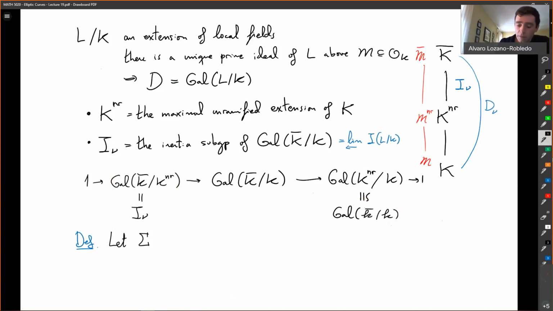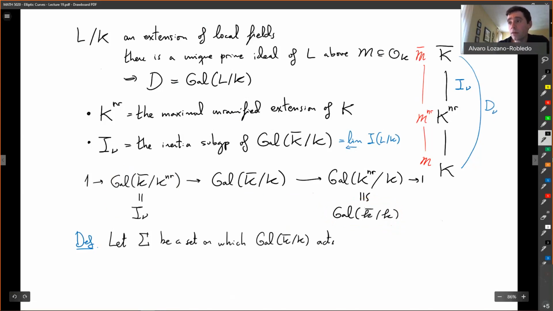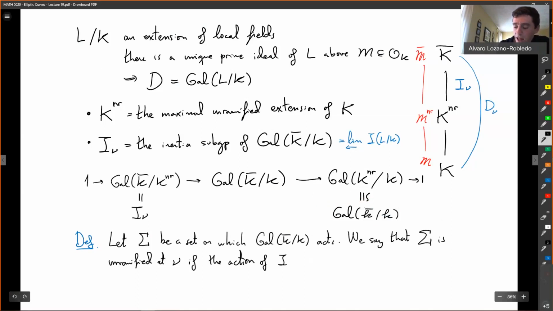So let sigma be a set on which the Galois group acts. For example, the M torsion is one such thing. We say that sigma is unramified at nu if the action of the inertia subgroup on sigma is trivial. So as long as an element that is in inertia doesn't do anything to that set, we say that that set is unramified.